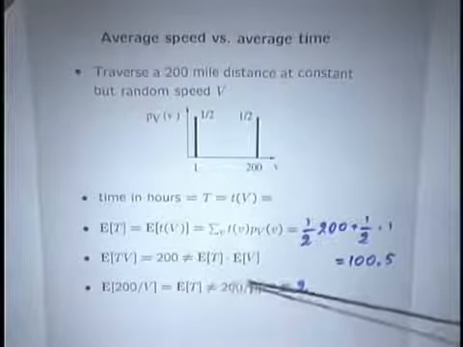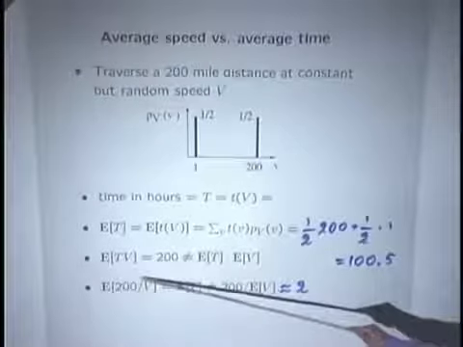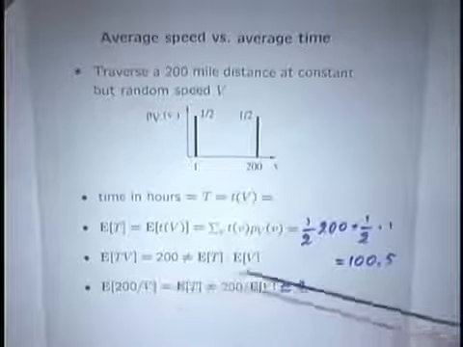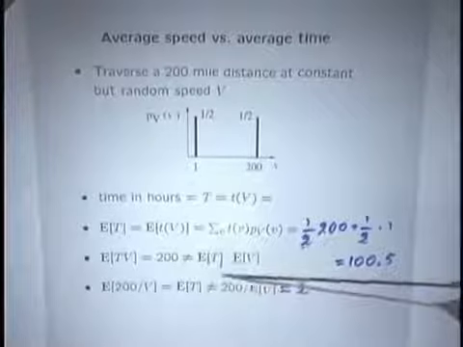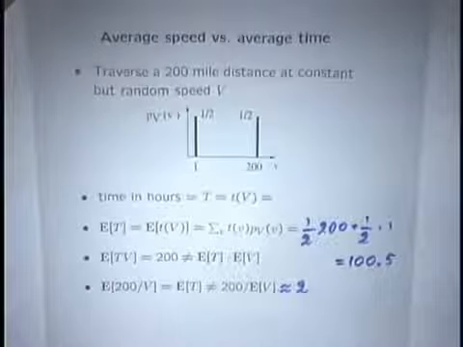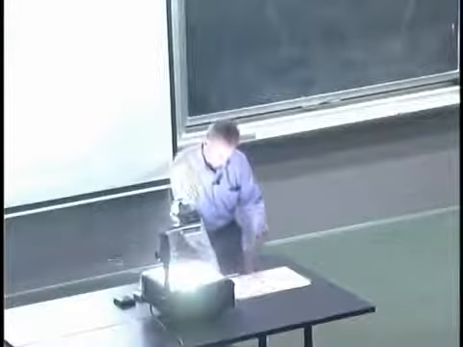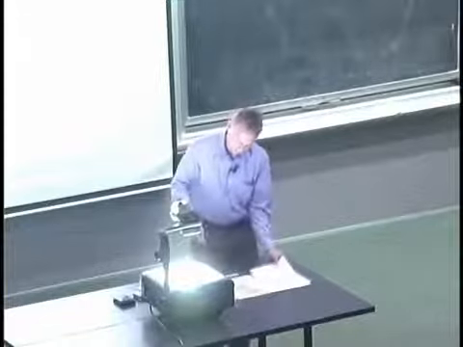So what do we have here? We have a nonlinear function of v, and we find that expected value of this function is not the same thing as the function of the expected value. So again, that's an instance where you cannot interchange expected values and functions, and that's because things are nonlinear.